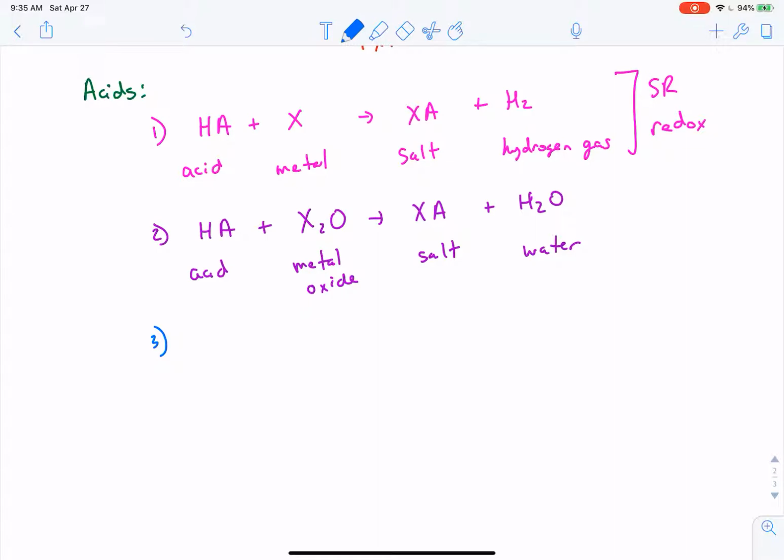Okay. So, another one, acid plus metal hydroxide. Again, you kind of see a pattern here. Salt and water.